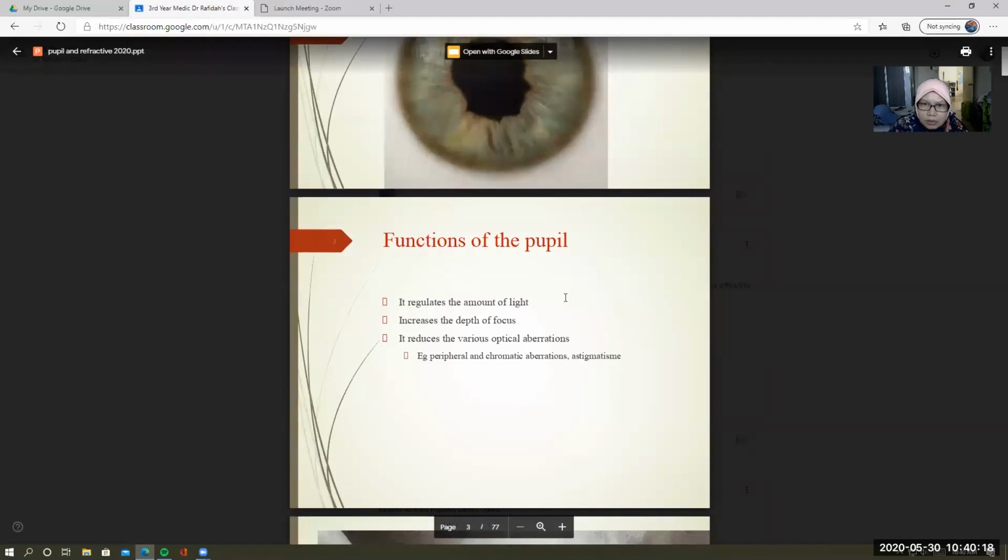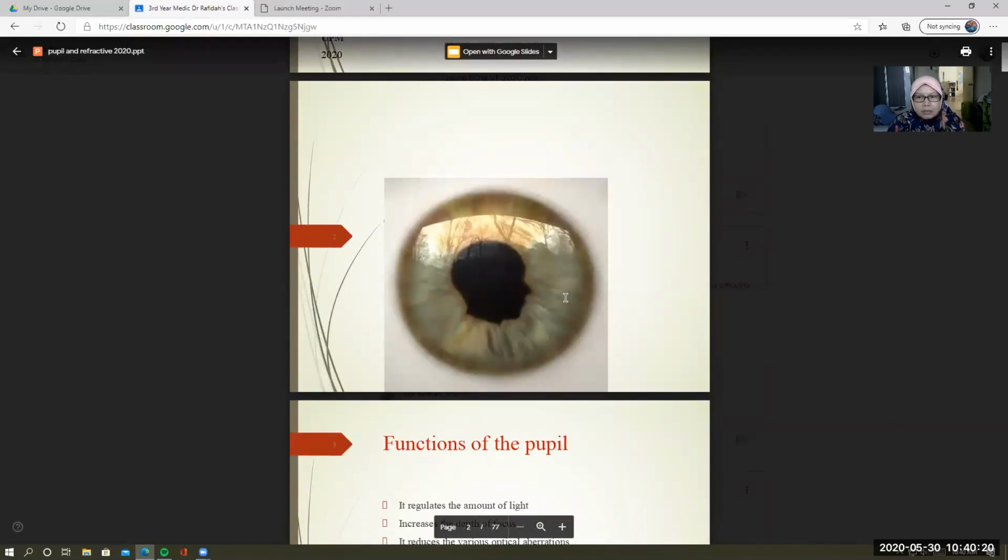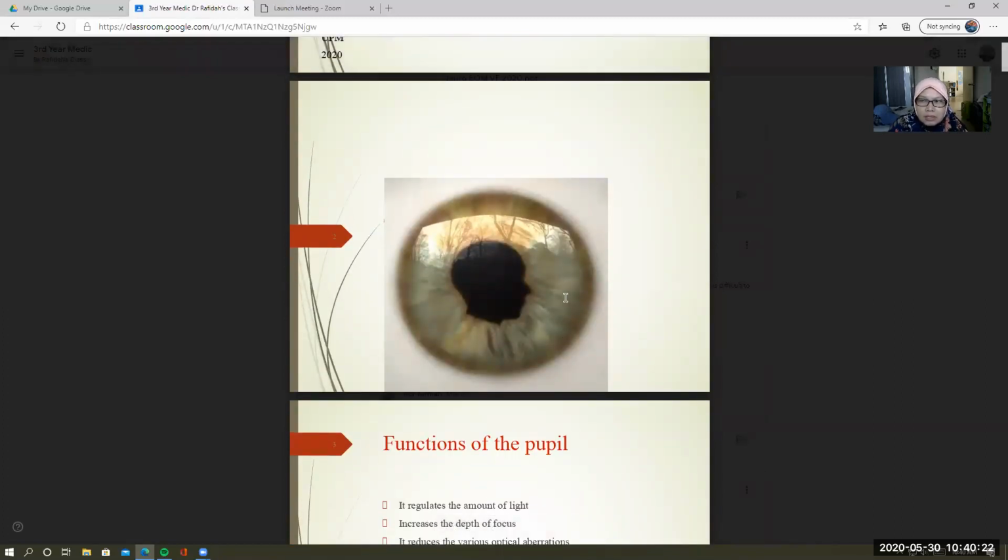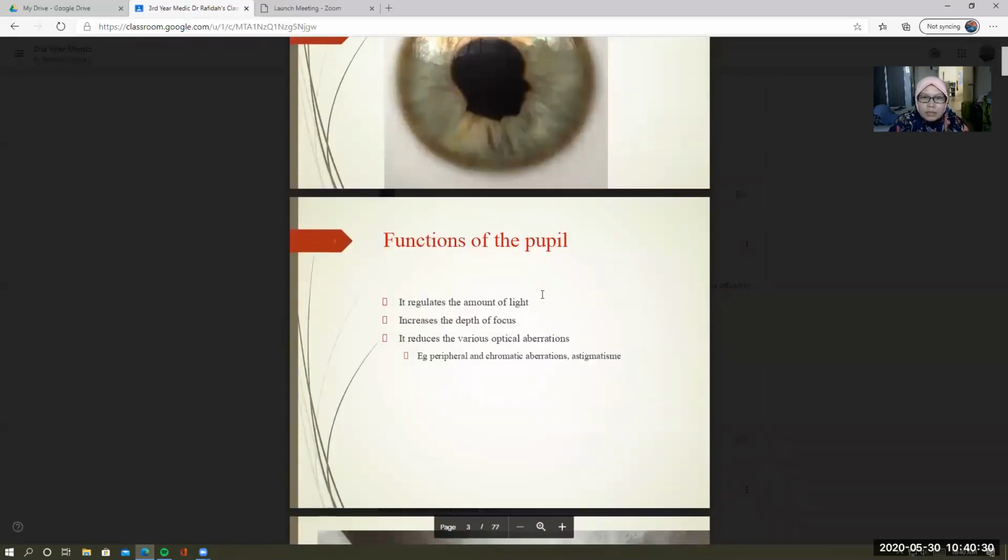And the pupil is very magical. The size can be controlled, okay? It regulates the amount of light. And by having two eyes with two pupils, you can also increase the depth of focus. Other than that, it also reduces the various optical aberrations.